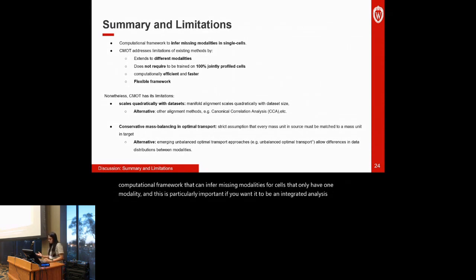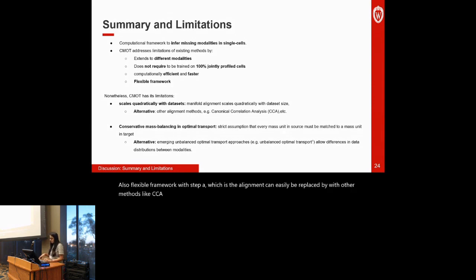Some limitations of existing methods are addressed by CMOT: it can be extended to different modalities like protein expressions. It does not need to be trained on 100% jointly profiled cells. It is computationally efficient and faster. Also, it is a flexible framework where step A, which is the alignment, can easily be replaced with other methods like CCA.